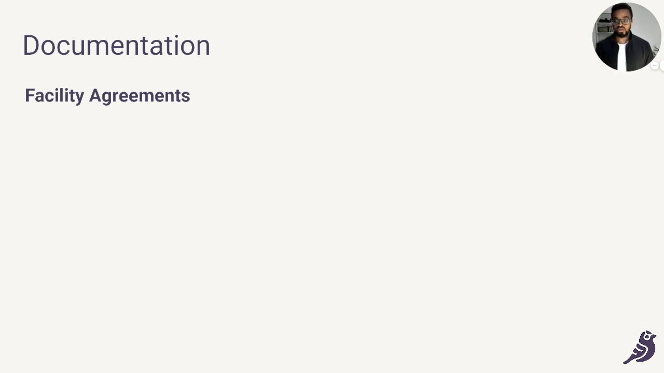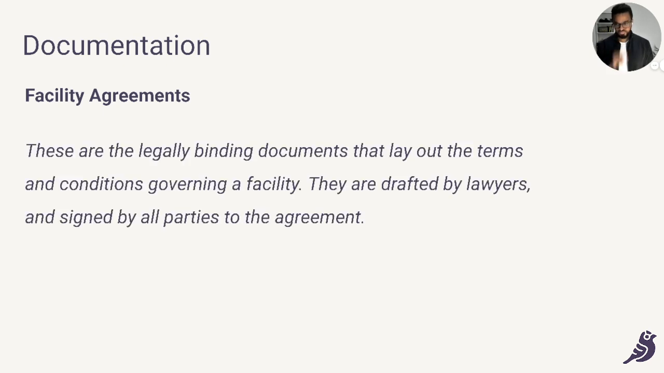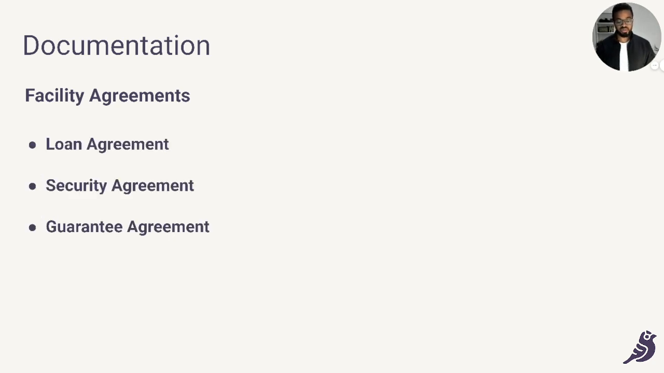These are the legally binding documents that lay out the terms and conditions governing a facility. They are drafted by lawyers and signed by all parties to the agreements. They're typically a lot longer and more detailed than the term sheet, but contain all the terms and conditions that had been agreed upon by both parties prior to signing the term sheets. These agreements are usually made up of the loan agreement, the security agreement, and the guarantee agreement.